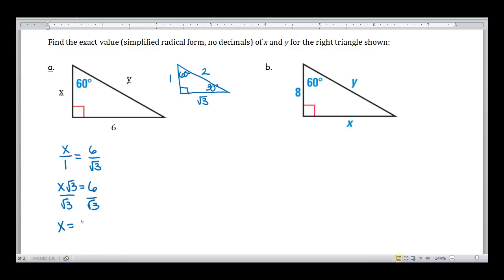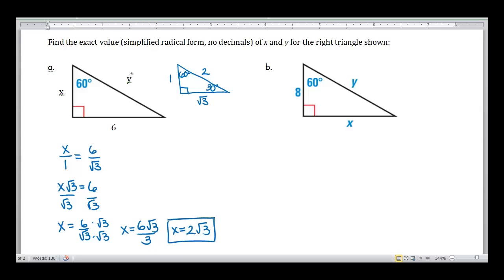But here, 6 over root 3 is not proper, so I would rationalize my denominator, giving me an x value of 6 root 3 over 3. Now when I look at this fraction, the 6 and the 3 could still simplify, giving me an x value of 2 root 3.